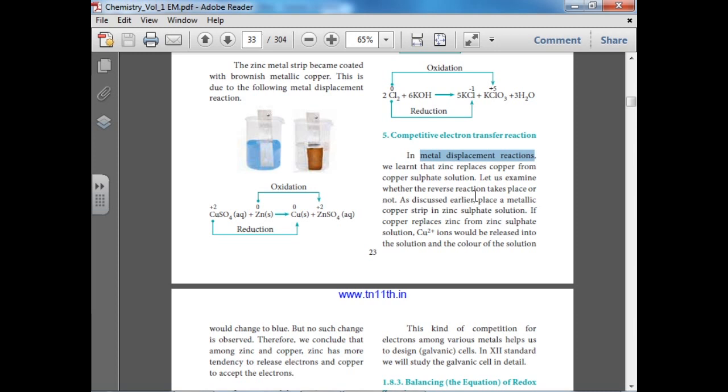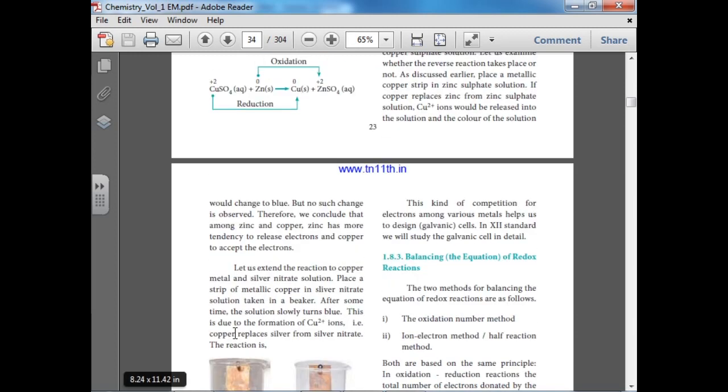As discussed earlier, place a strip of copper metal in zinc sulfate solution. If copper replaces zinc from the zinc sulfate solution, Cu2+ ions would be released into the solution and the color of the solution would change to blue, but no such change is observed. Therefore, we conclude that among zinc and copper, zinc has more tendency to release the electron and the copper to accept the electron.